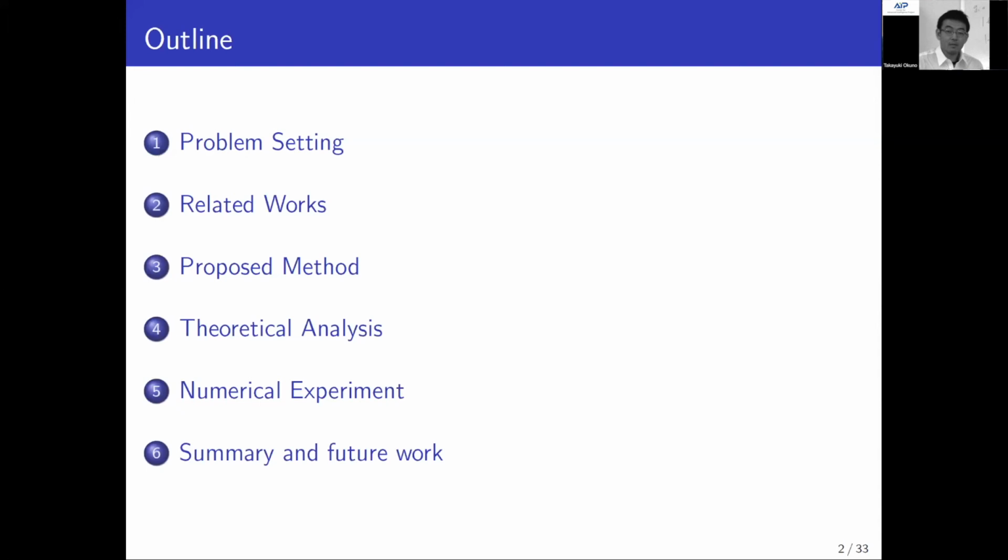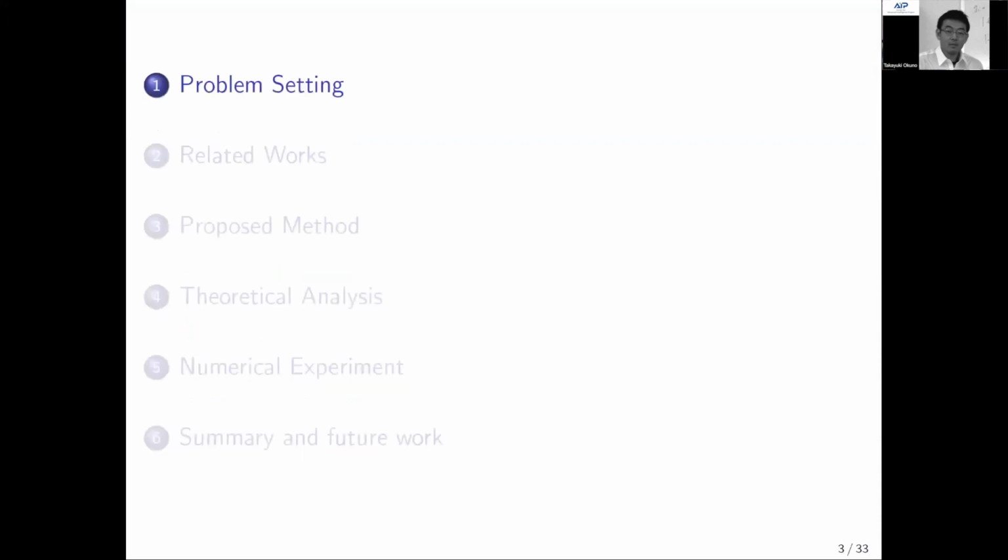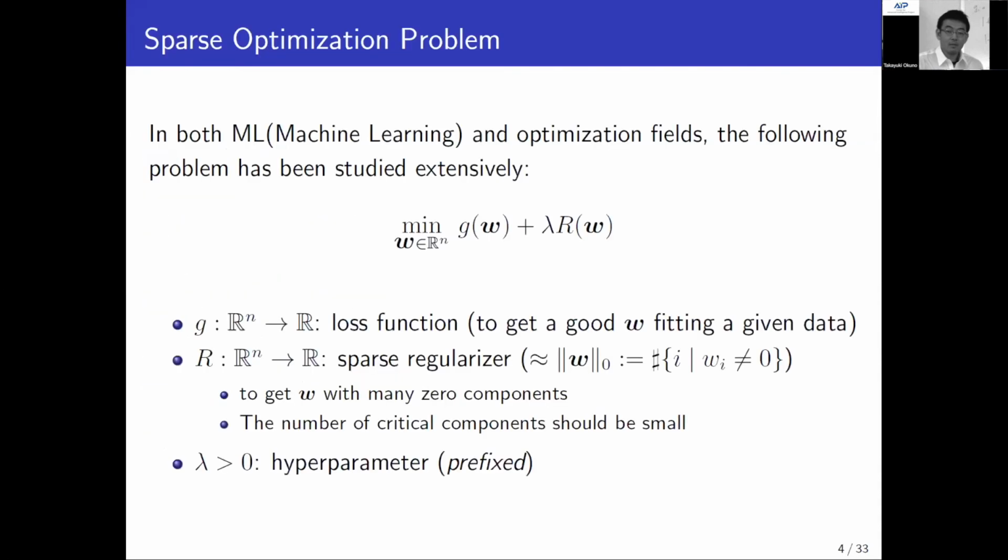First, I explain the problem setting. As in the two previous talks by Mike and Tinshan, this talk also considers a sparse optimization problem, like this. Here, G is a loss function, which is used for getting a good W that fits a given data. And R(W) is a sparse regularizer, which should be an approximation to the 0 norm, that is, the number of the non-zero components of W.